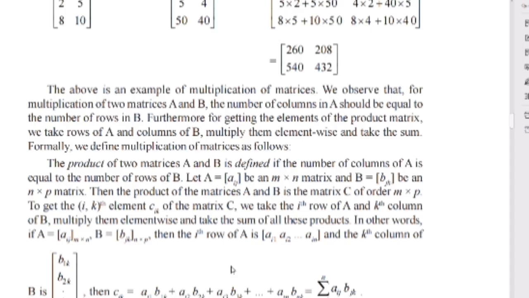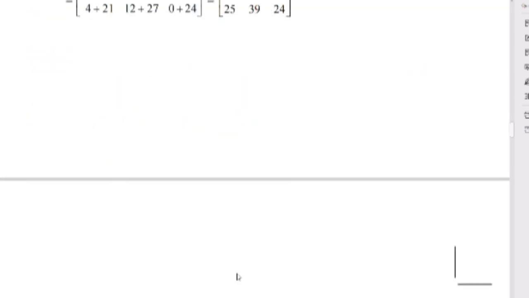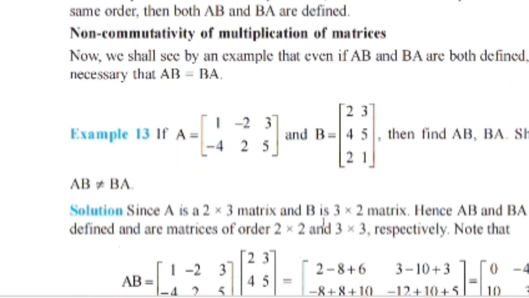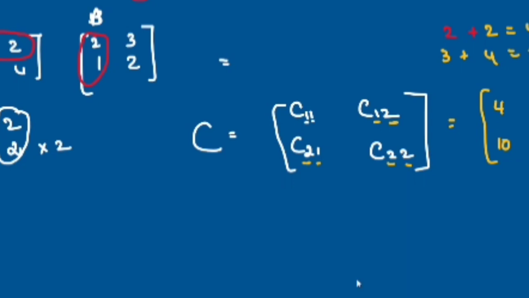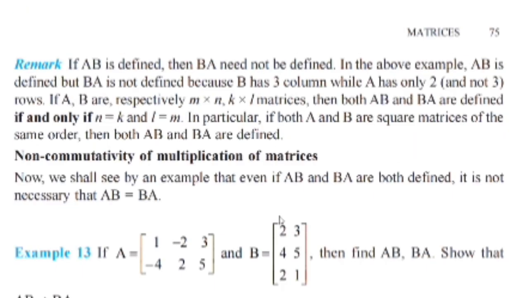Now the properties. First one, the commutative property is not always true. Only for a diagonal matrix it will be true. This is a very important property. With real numbers, you can multiply 3 into 4, and you can also multiply 4 into 3. But with matrices, sometimes AB is defined, that means you can multiply matrix A and matrix B, but sometimes BA will not be defined because the condition will not be satisfied.